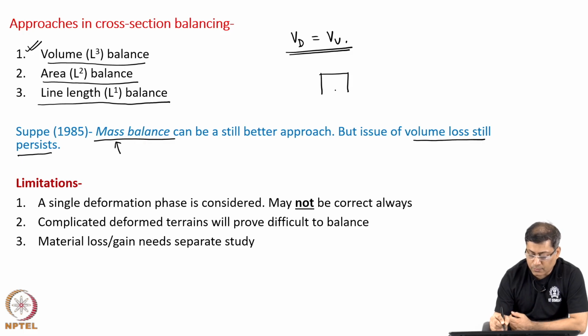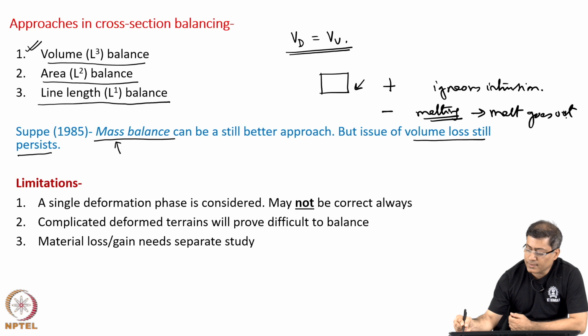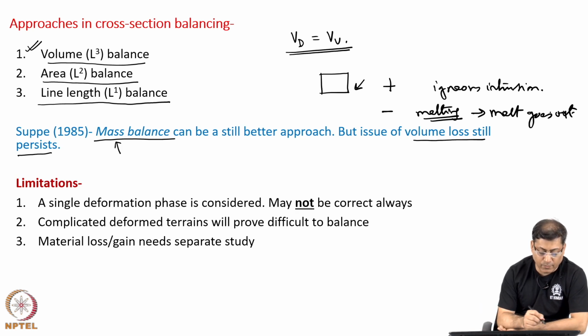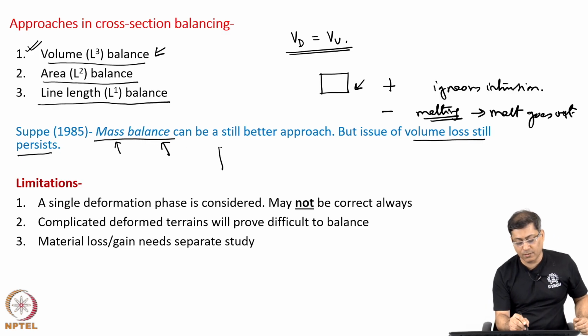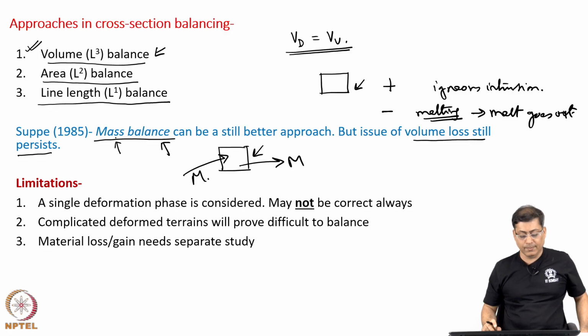Sometimes within our considered domain there is volume addition, suppose there is igneous intrusion, or volume subtraction, suppose there is melting and that melt goes out of the system. In such cases the volume balance becomes problematic, and since there is a mass transfer, mass balance within the system is not working. No mass is destroyed, but within our system if some mass is going outside and some mass is coming inside, mass balancing becomes problematic.